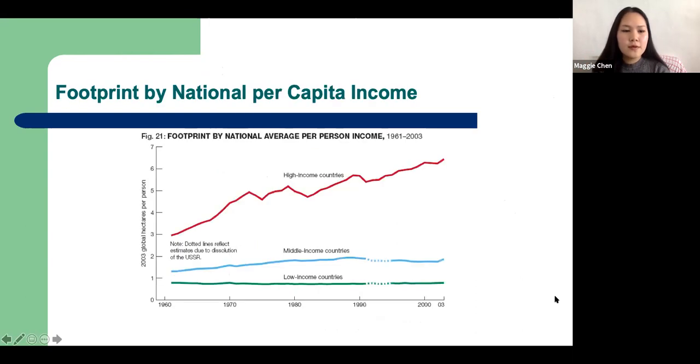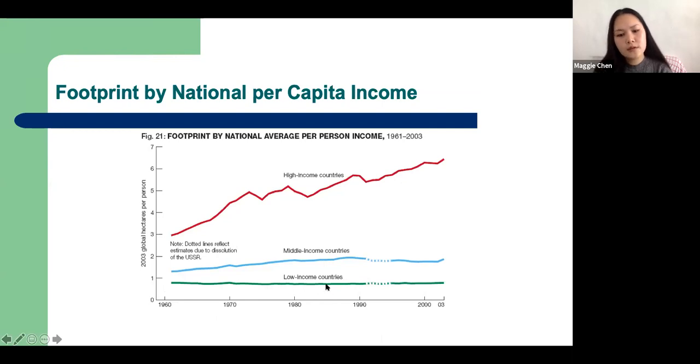Going over ecological footprint by national per capita income, looking at low income countries, middle income countries, and high income countries: on our horizontal x-axis, we have time from around the 1960s to 2003, and on our y-axis, we have global hectares per person, which is our ecological footprint. In our different colored lines, we have low income countries in green, middle income countries in blue, and high income countries in red.